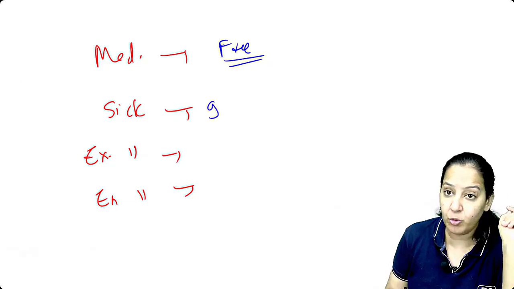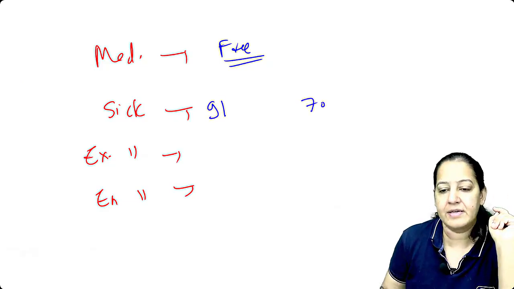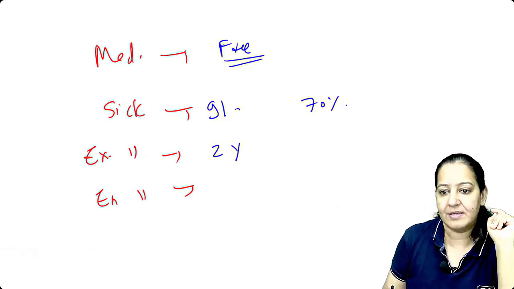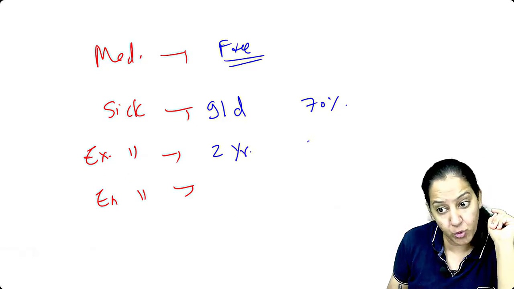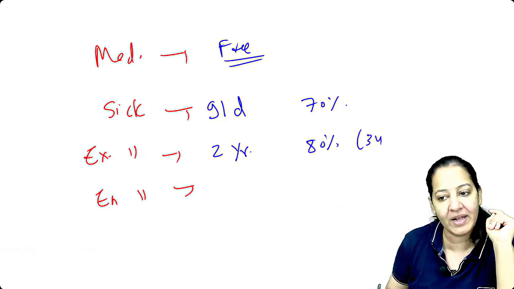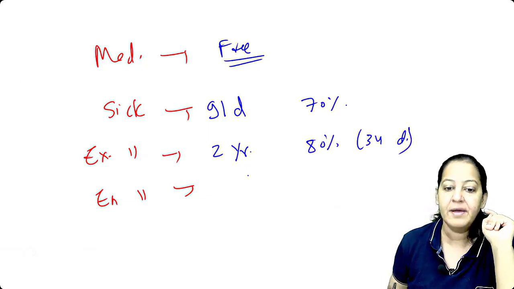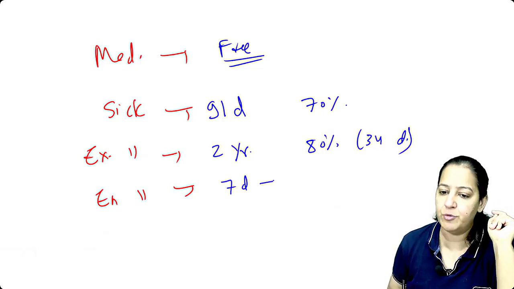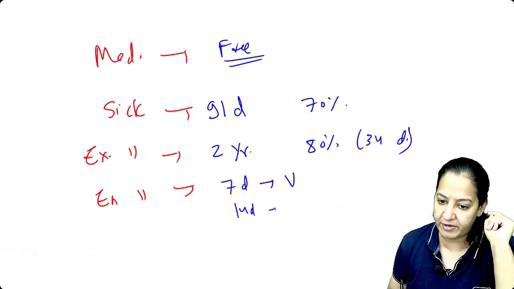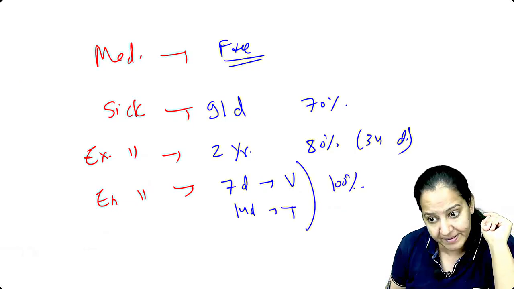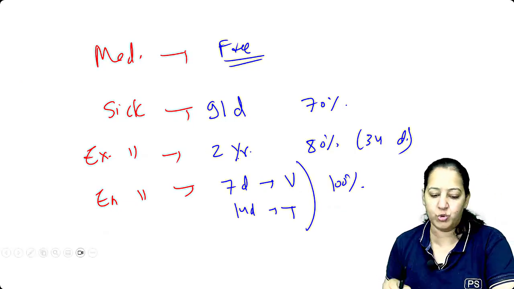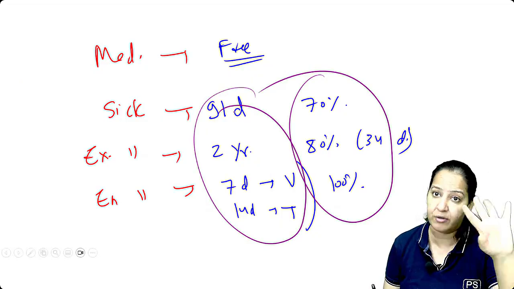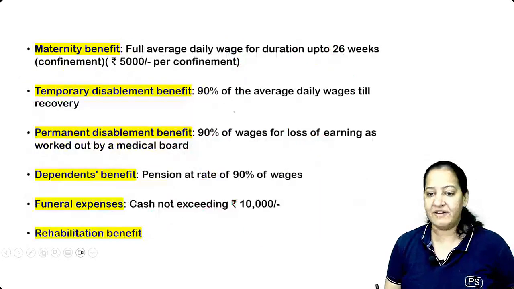Sickness benefit up to 91 days in a year, 70% wages will be given. In extended sickness, up to 2 years, 80% of the wages is given only in case of 34 diseases. So the list is there. And enhanced, 7 days for vasectomy and 14 days for tubectomy, but 100% wages is given. So please learn 2 things. I guess you got it. Learn the duration and learn the percentage of the wages. The person is getting it free without coming to the job. So these are the benefits of the ESI.